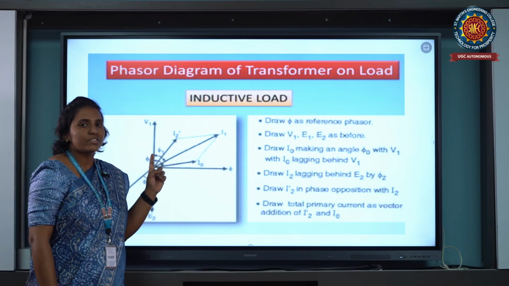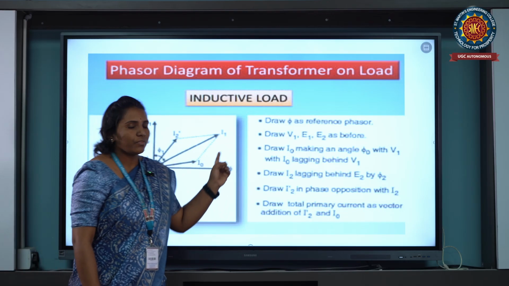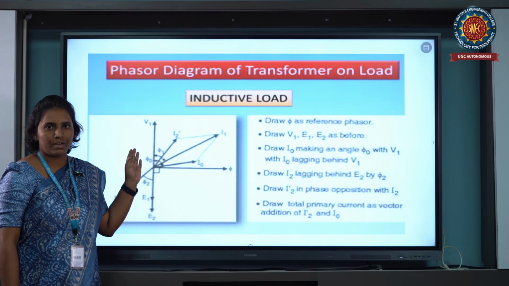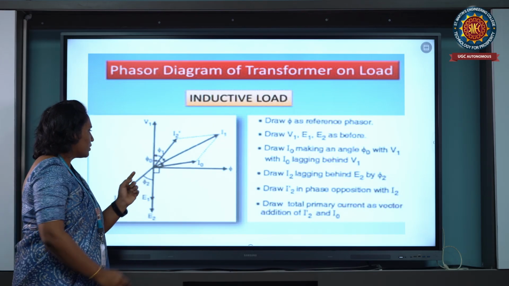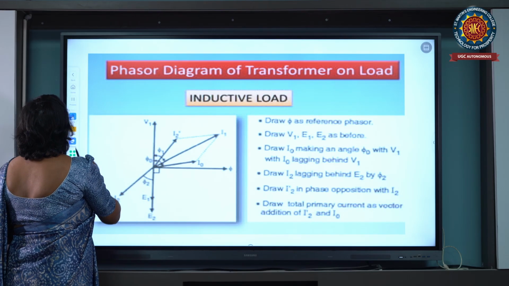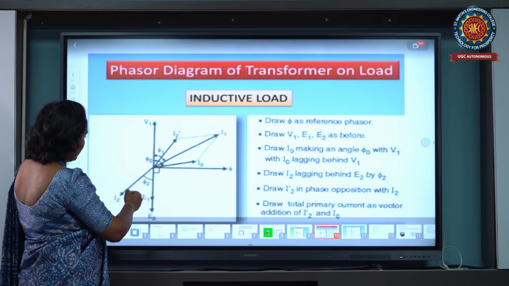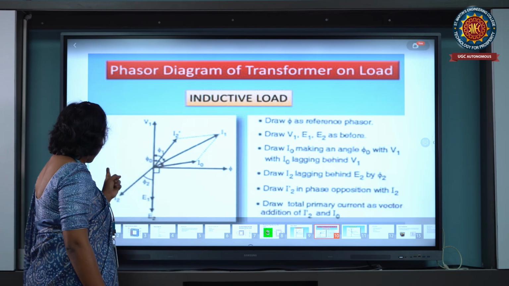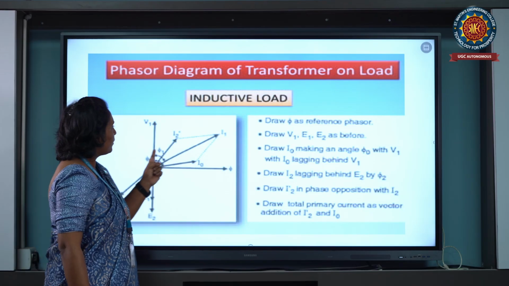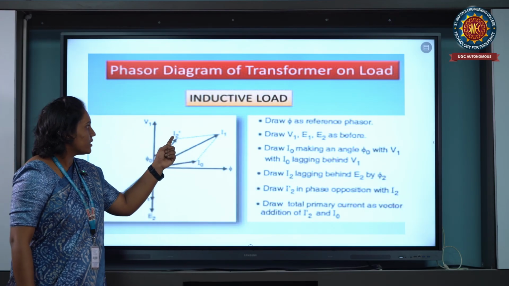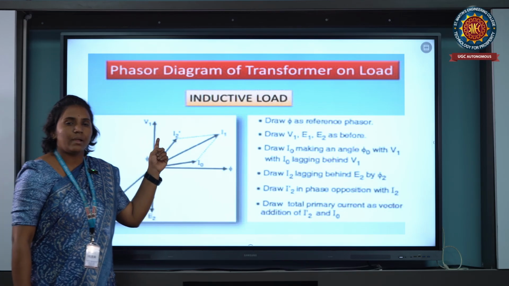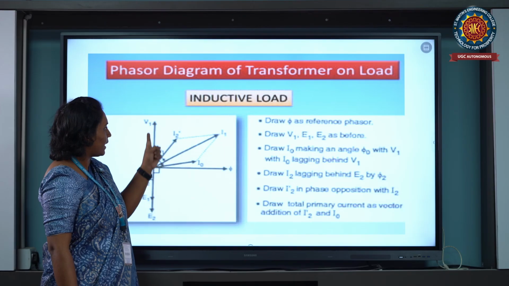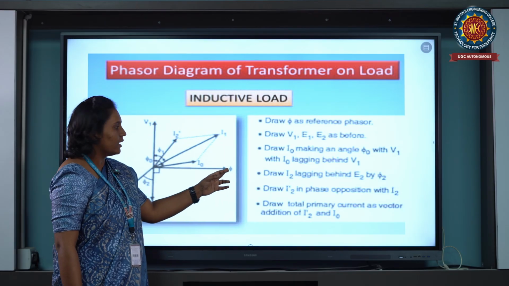In the practical transformer with inductive load, flux will be the reference. In the inductive load, the current is lagging the supply voltage. This is the current, and it should be lagging the supply voltage. So the resultant current in the inductive nature is I0 plus I2 dash. Here in the practical transformer at inductive load, flux is the reference.